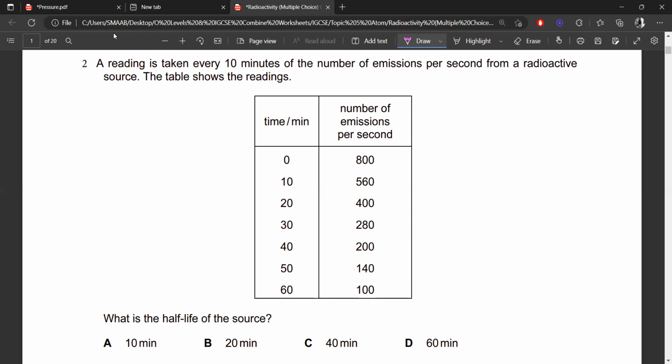400. You just need to select the half, because the whole values will confuse you, and the number of emissions per second are different. So it may be very confusing to find the value, but the concept is the same: you just need to find at which time this quantity is going to be half. So at time 20 minutes, we are getting half of the original value, that is 400 at 20 minutes. So B is the right one.